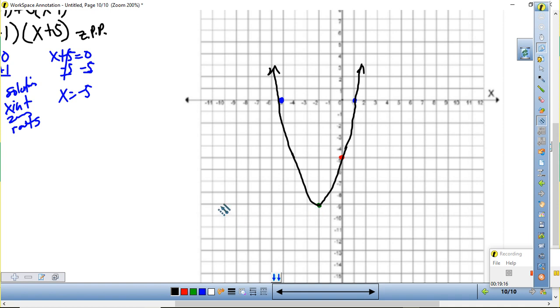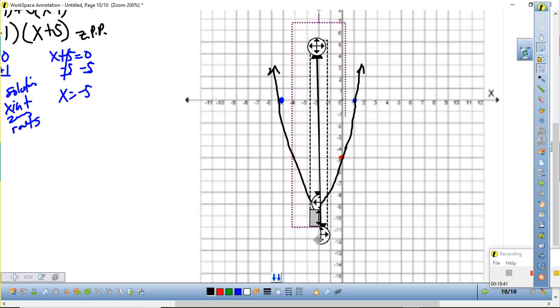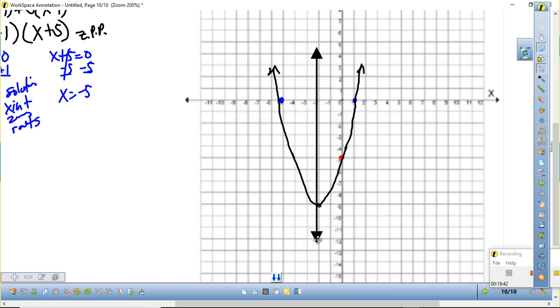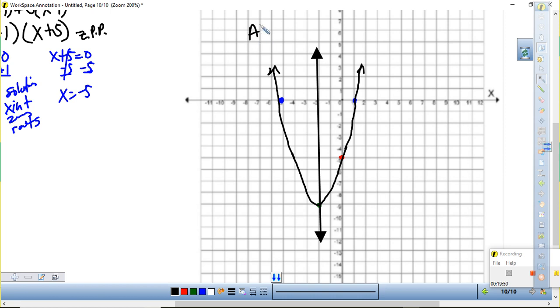Okay? Now, look also what happens with the vertex. If I was to draw a straight line down through the vertex, look up, please. If I was to draw a line straight down through the vertex, this imaginary line going through the vertex is called the axis of symmetry. And why is it called axis of symmetry? Symmetry means that it's equal and balanced.